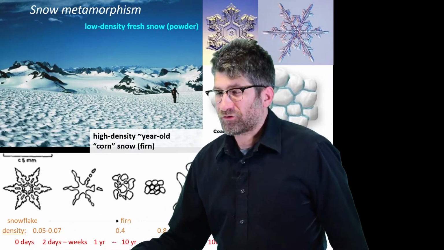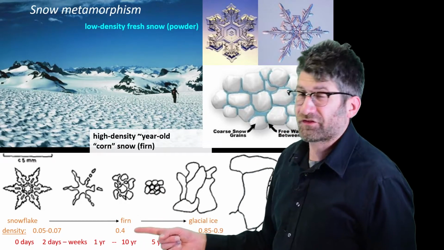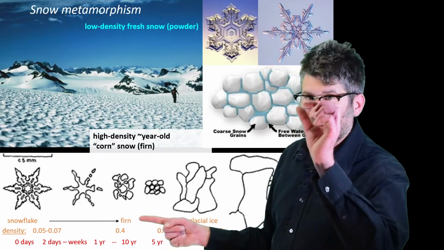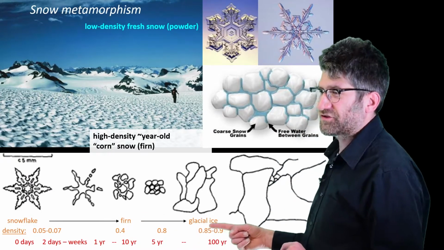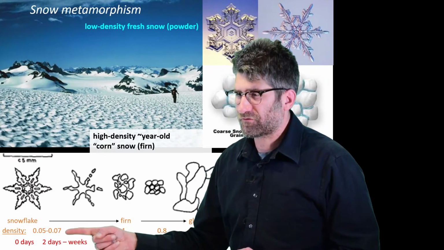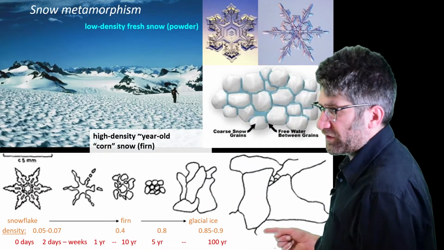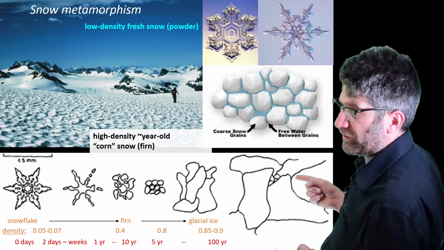So as we move from a snowflake to these rounded off grains, we call this firn. That's snow that's started to metamorphose. We get these rounded grains, then that transitions to glacial ice. So we're on the order of hundreds of years, maybe, to move from a snowflake to full glacier ice, especially for the really, really large grains.